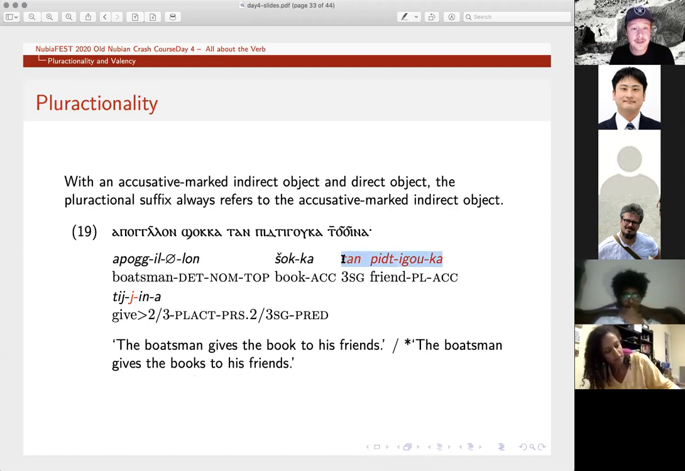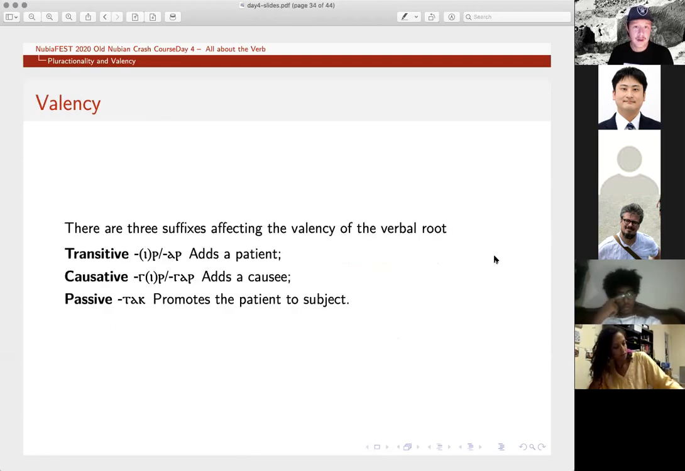Then if the indirect object is marked with the accusative, as in this case, my friends, then the pluractional marker always refers to that. So the interpretation of this sentence can never be the boatman gives the books to his friends. This is singular. And if this is actually plural, you need plural marking here, because this thing on the verb here refers by default to friends, his friends. By the way, a genitive marking is missing here. That's my mistake.